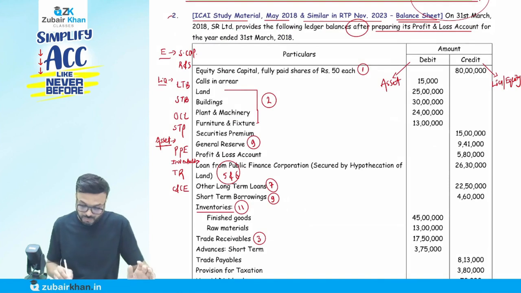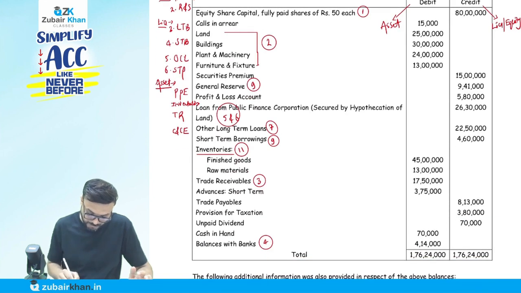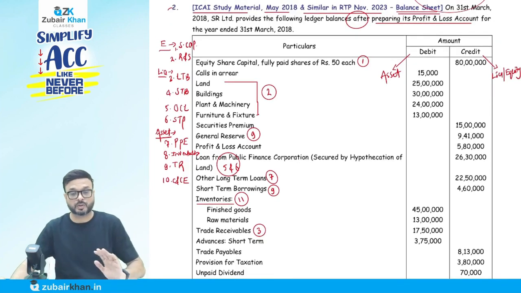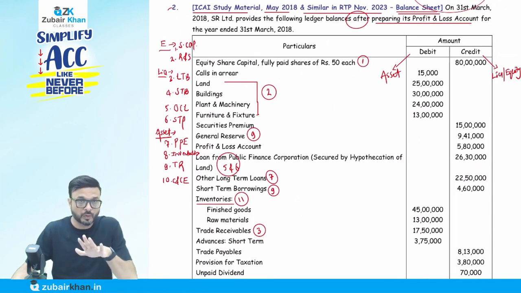So how many notes to account we are going to prepare? 1, 2, 3, 4, 5, 6, 7, 8, 9, 10. So 10 notes to account we are going to prepare. Okay, you got the point here? So we are going to prepare 10 notes to account here. Not necessary, a short-term provision is not necessary. But it is important. It is mentioned in the trial balance, a provision for tax as well. So it's better to make it. Okay. So these are the 10 notes to account.